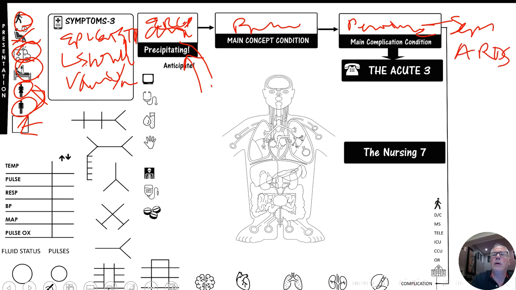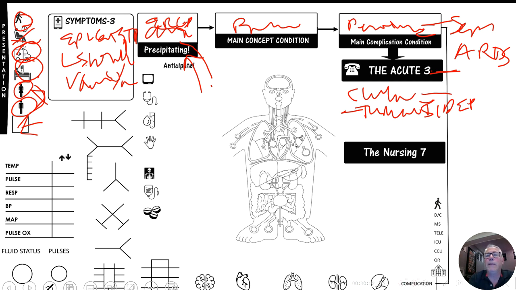The acute signs that I would call the doctor for are Cullen's sign, the bluish belly ecchymosis, and Turner's sign, which is bluish discoloration around the flank, which is also bleeding.